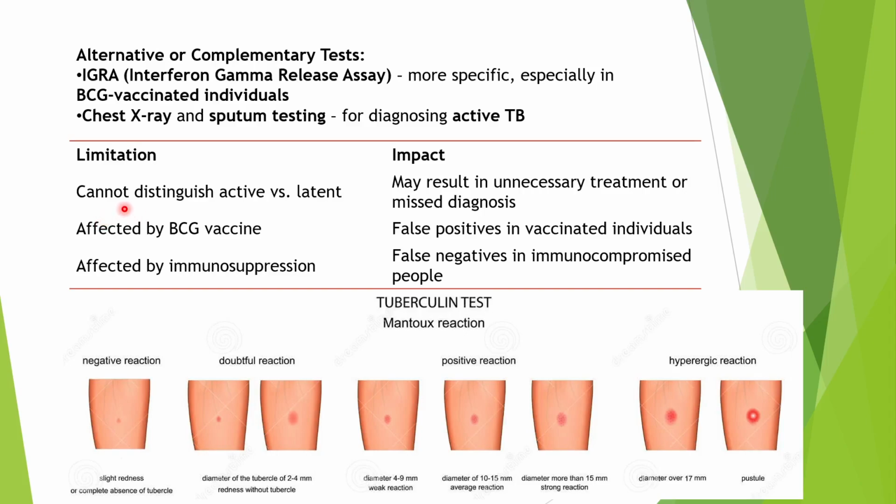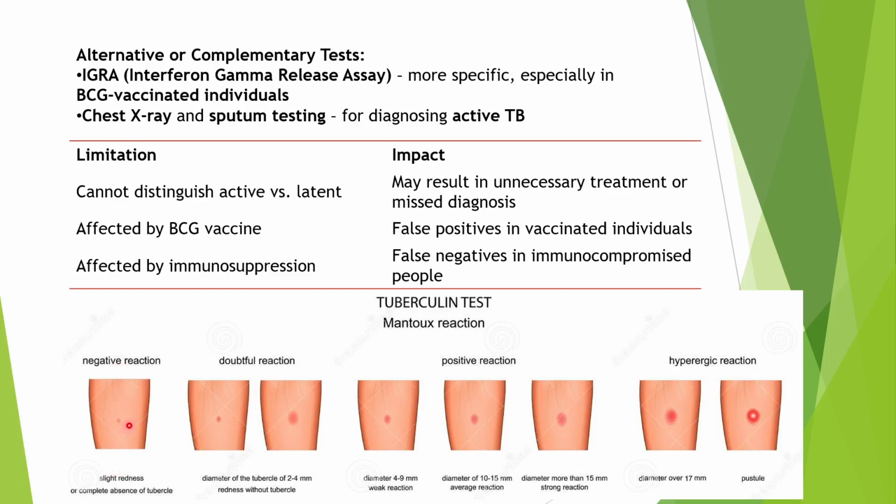So the limitation of the Mantoux test is that it cannot distinguish between active and latent, and this may result in unnecessary treatment or missed diagnosis. Another is that it is affected by the BCG vaccine, so false positives in case of vaccinated individuals. It is affected by immune suppression, so false negatives in case of immunocompromised people. So this is how the test is done. And if the test is not done properly, it can also give false negatives.